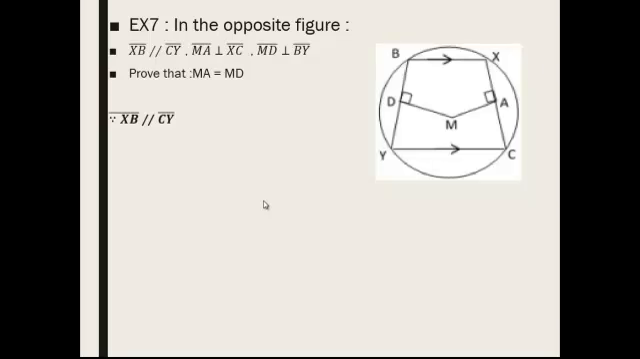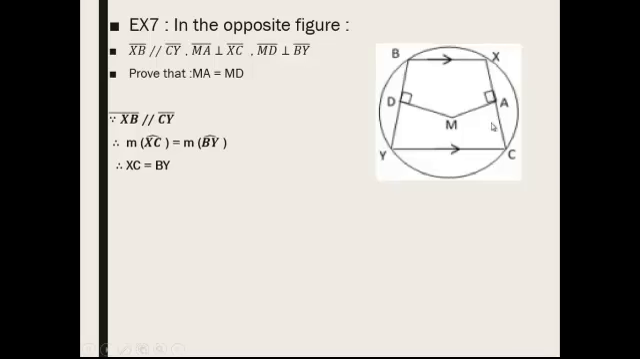I have given XB parallel to YC, chord XB parallel to chord YC. Since XB is parallel to YC, the measure of arc XC equals the measure of arc BY. Arc equals arc, therefore chord equals chord. So chord XC equals chord BY.